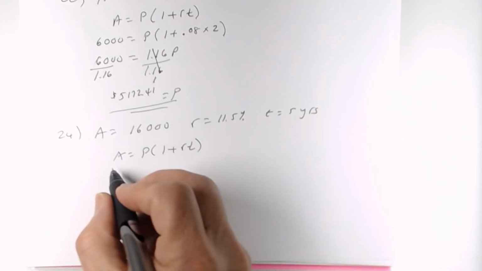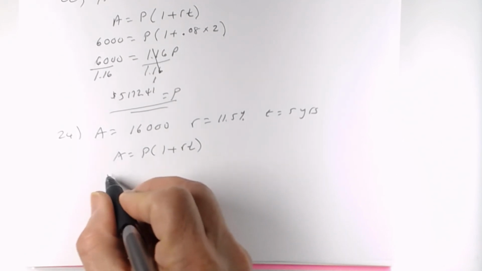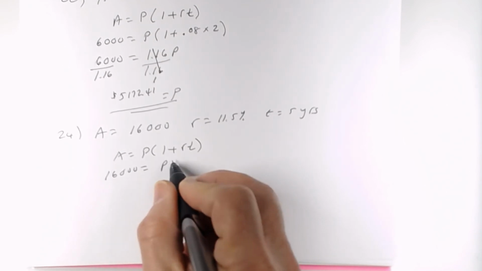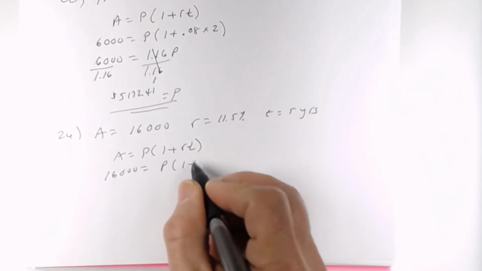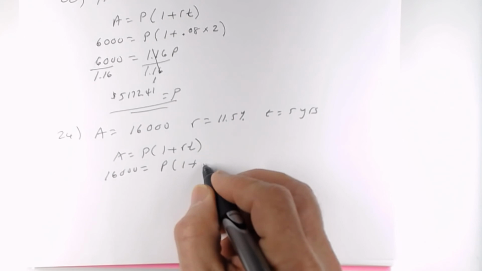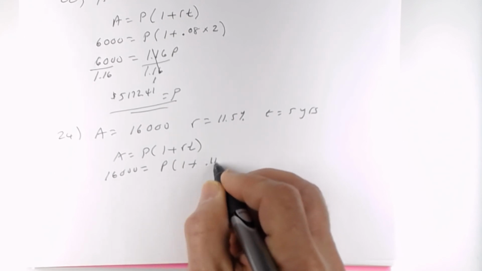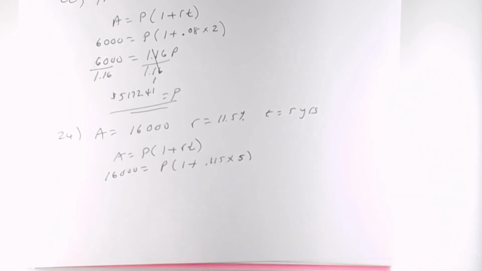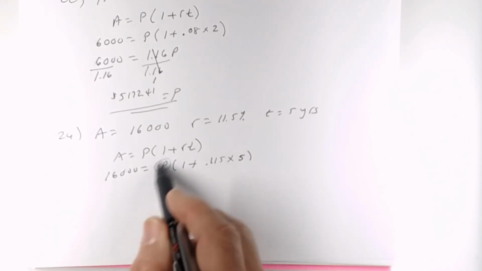So A is what? 16,000 equals P, which is what I'm trying to find, times 1 plus R. What's the rate? 0.115 times T. What's T? 5. All right, now what's the next step? I'm trying to get P by itself now. So what's the next step?